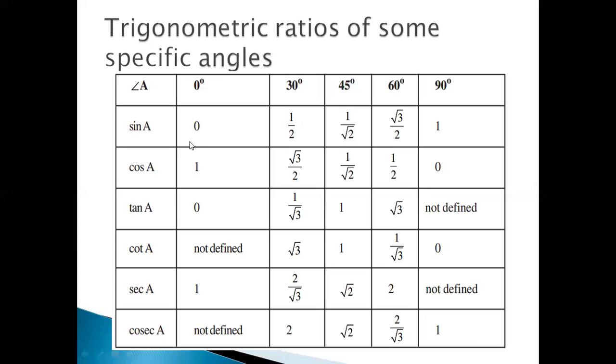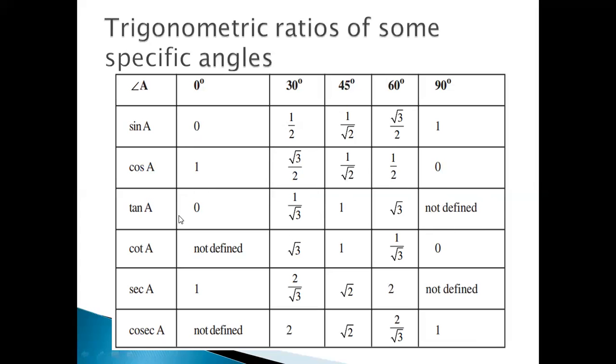Sine by cos is tan. That means 0 by 1, its value is 0. 1 by 2 divided by root 3 by 2, its value is 1 by root 3. 1 by root 2 divided by 1 by root 2, its value is what? 1. Root 3 by 2 divided by 1 by 2, its value is root 3 because 2 will get cancelled. 1 by 0 cannot be defined, so not defined. Did you understand, children?